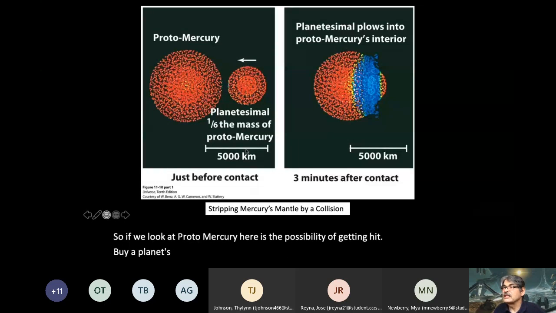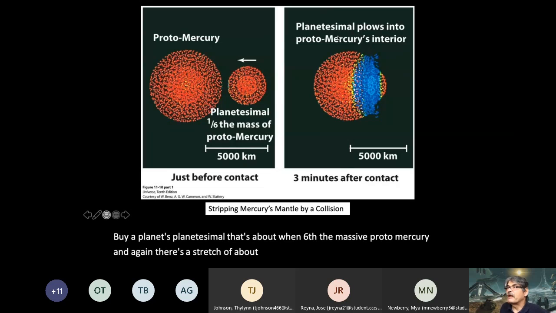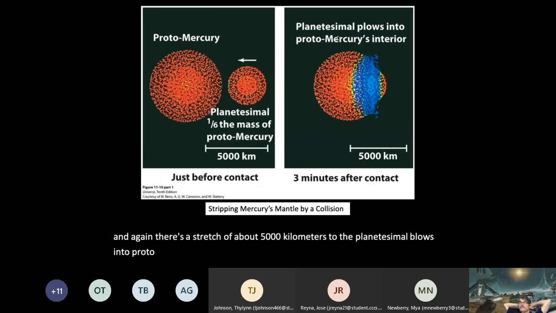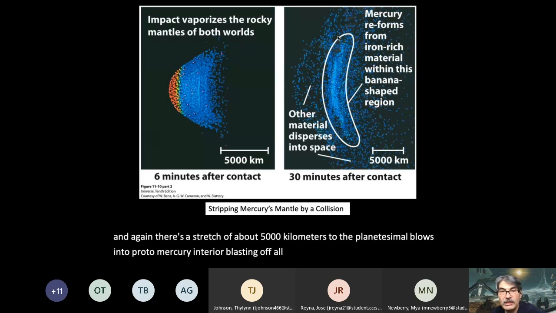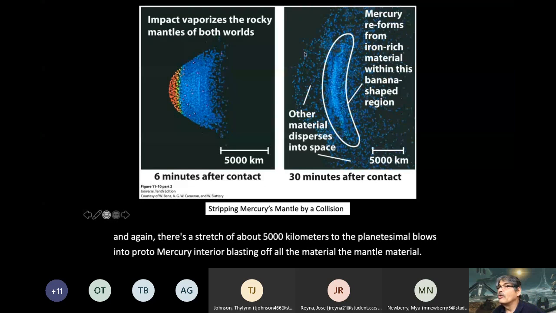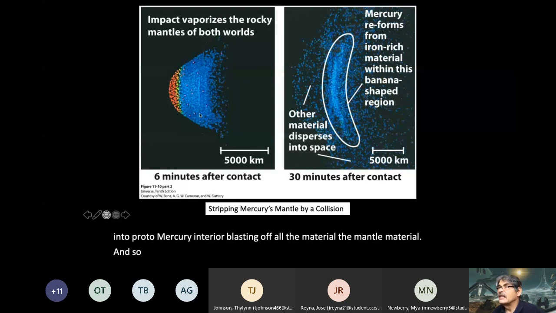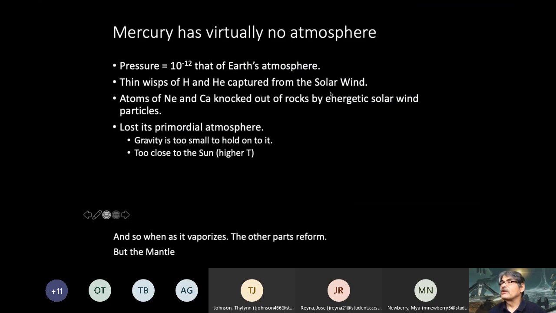about 1/6 the mass of proto-Mercury. And again, there's a stretch of about 5,000 kilometers. The planetesimal blows into proto-Mercury's interior, blasting off all the material, the mantle material. And so as it vaporizes, the other parts reform, but the mantle is gone, and so we're left with a core.